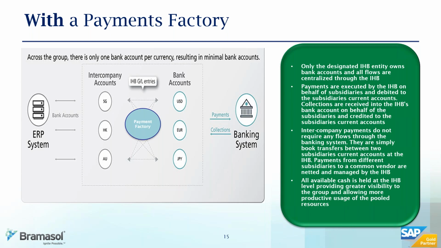And the same thing on your receivable side, where your in-house bank is going to be collecting on behalf of your subsidiaries and crediting the subsidiaries. Intercompany, you're not going to have any flows through the banking system because there's simply going to be book transfers between the subsidiaries with the in-house bank. And again, your cash is held at the in-house bank. So now you have that greater visibility to the group, allowing more productive usage of your pooled resources.